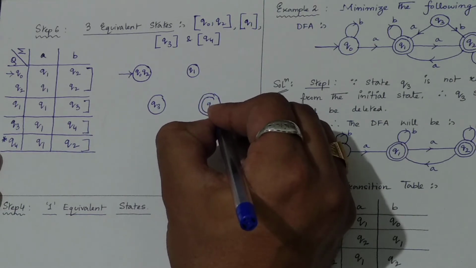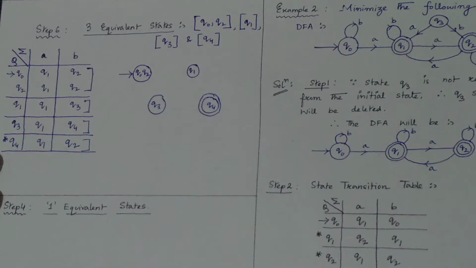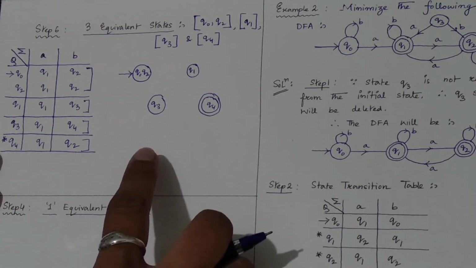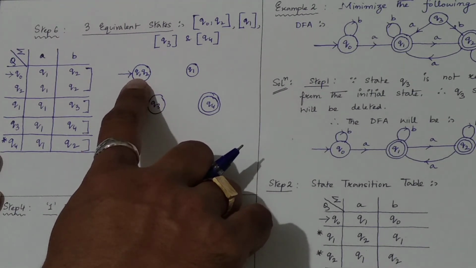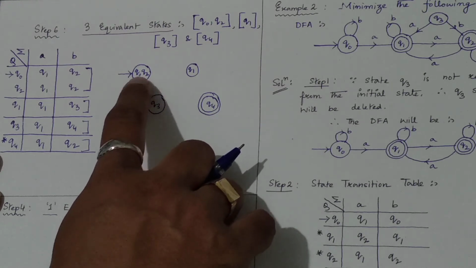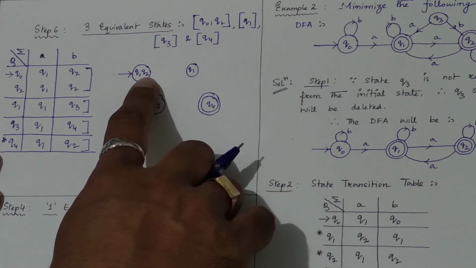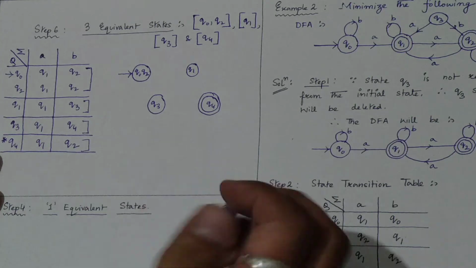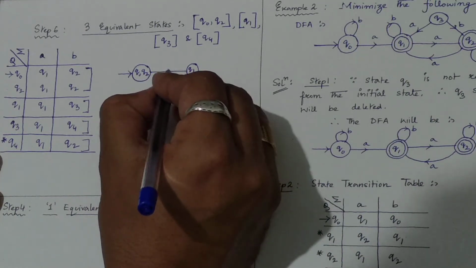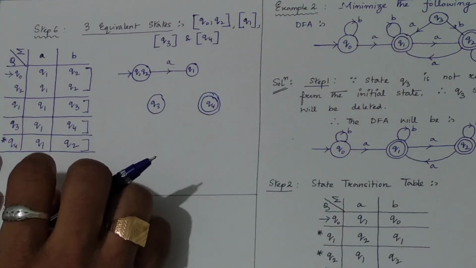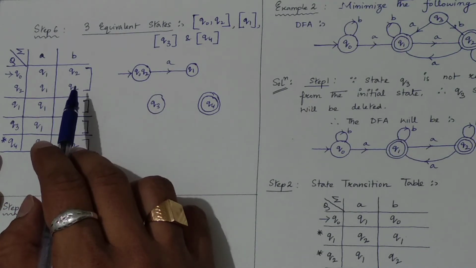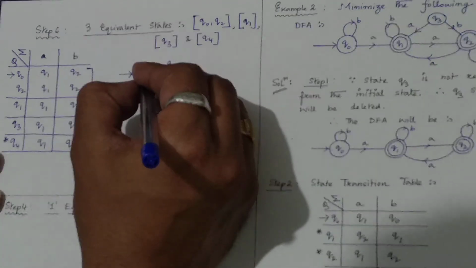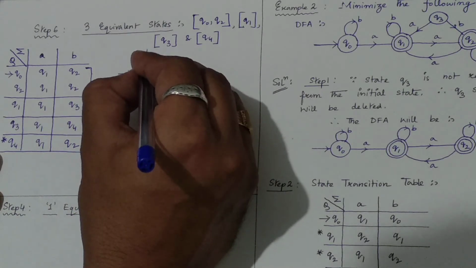Q4 being a final state, I have drawn it so. These are the states that I have drawn. Now we can check with the table. On seeing A, both Q0 and Q2 go to Q1, correct? So directly I can draw A. From this transition table also you can find this out. On seeing B, they go to Q2, correct? So Q2 is this one only, so I will take a self loop. Clear?